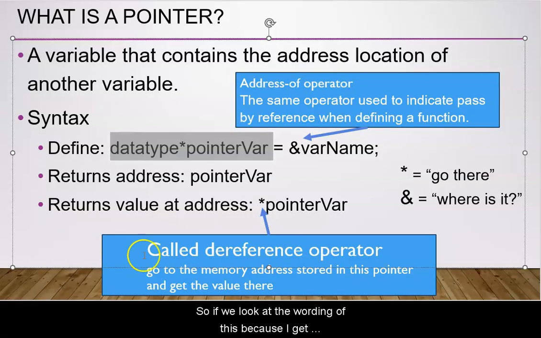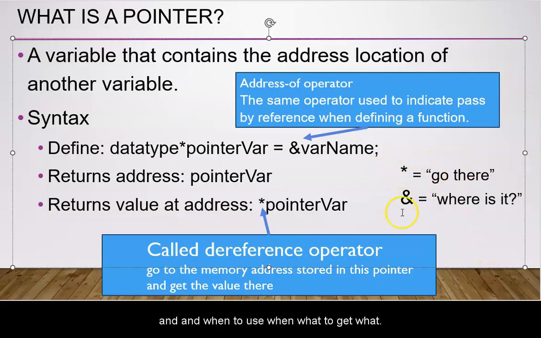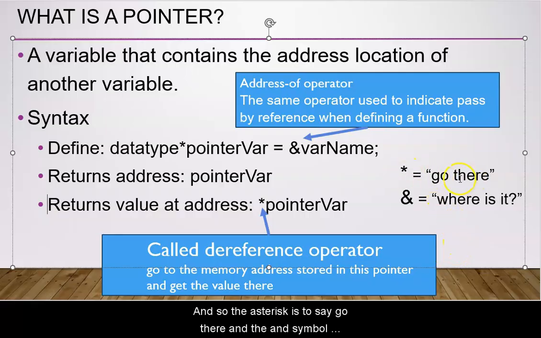So if we look at the wording of this, because I get confused, and I will tell you that this is the most confusing part of this whole thing, is the asterisk and the ampersand and when to use when, what to get what. And so the asterisk is to say go there, and the ampersand symbol is where is it. I saw that once and I was like, oh, that helps my little brain.